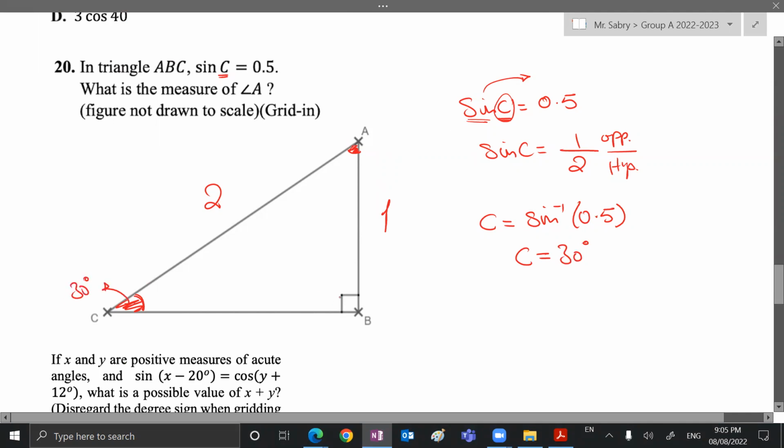If this is 30, this is 90, then this must be 60 degrees, which is mainly 180 minus 90 minus 30. That's how I got the answer of 60 degrees. So the answer here is that angle A is equal to 60.